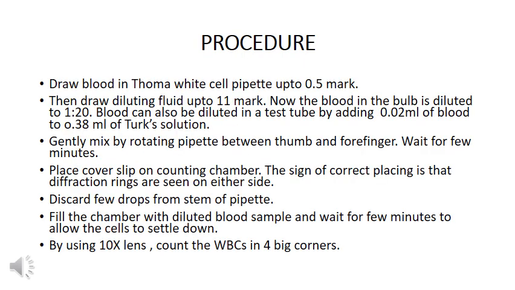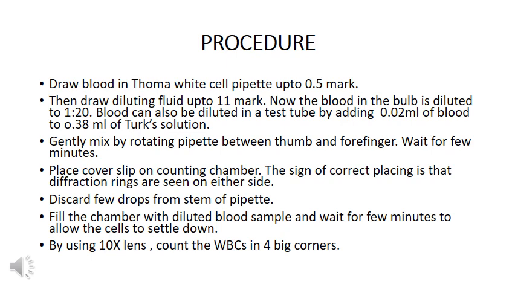The first step in the procedure of counting total leukocytes: we draw blood. The Thoma white cell pipette is actually a graduated pipette. We fill this pipette up to the 0.5 mark. Then we will dilute this collected sample, up to the 0.5 mark, with 11 Turk solution.